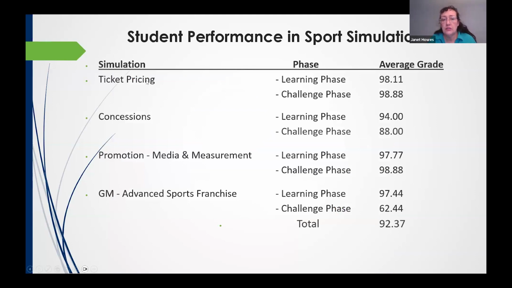So from the very easiest one, ticket pricing, down to the more difficult one, and concessions and promotion are right in the middle. You'll see the average grade from learning phase down to challenge phase. High A's, as you see. Concessions, because it's in the middle, challenge phase was a high B. Promotions got high A's. But you'll see down here at general management, advanced sport franchise, this is where the students get to be the general manager of the event, of the team. The average grade was actually a D or a D minus, because it is very difficult.